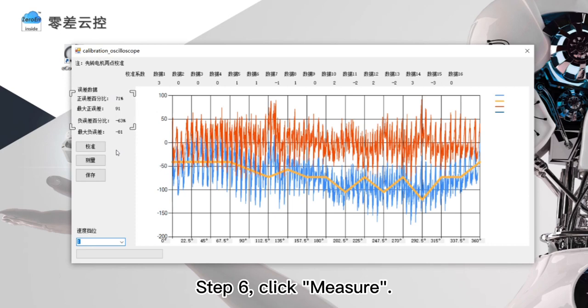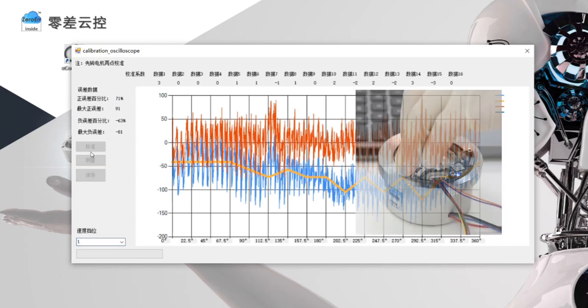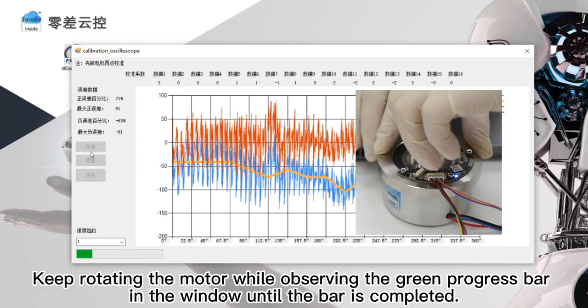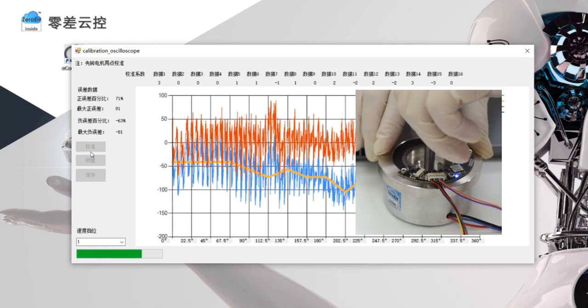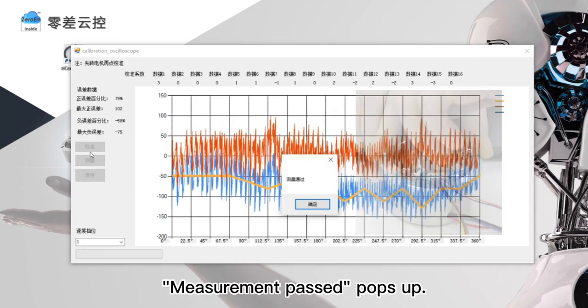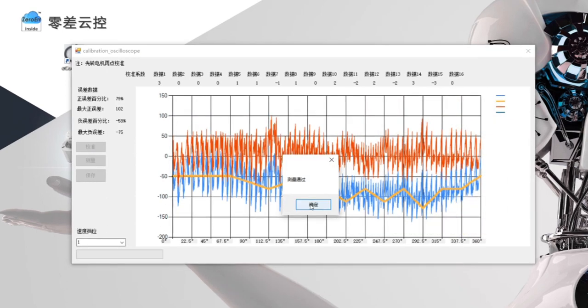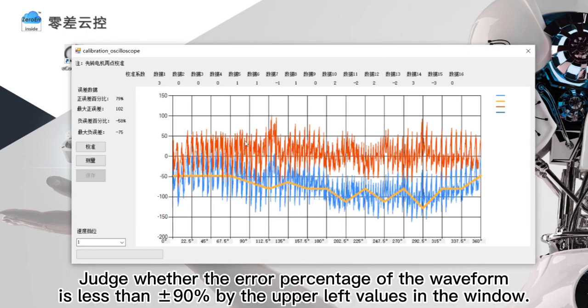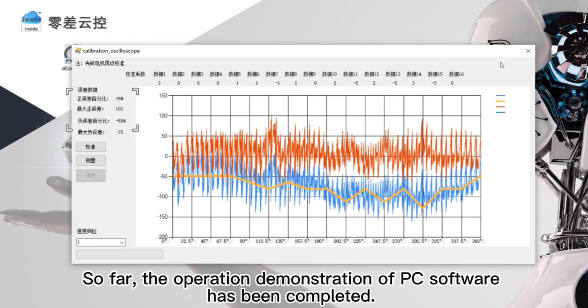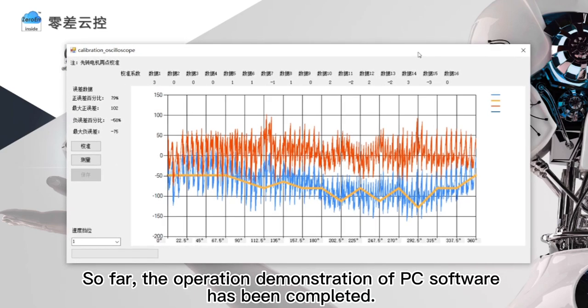in the window. Step 6, click Measure. Keep rotating the motor while observing the green progress bar in the window until the bar is completed. Measurement passed pops up. Judge whether the error percentage of the waveform is less than plus or minus 90% by the upper left values in the window. So far, the operation demonstration of PC software has been completed.